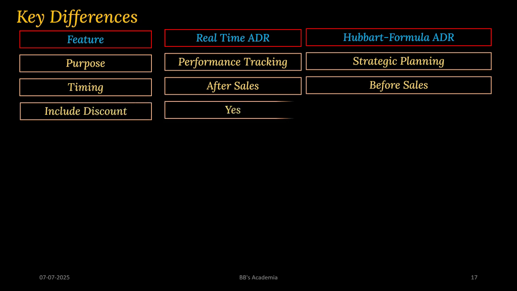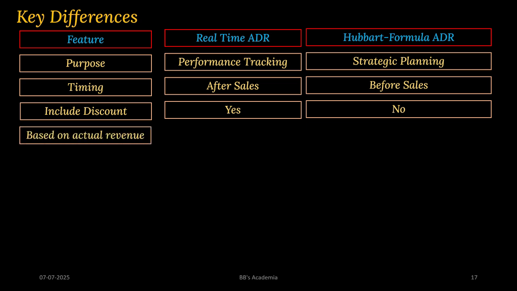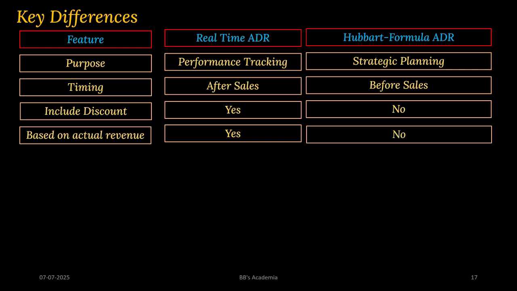Including discount. Real-time ADR is calculated based on the discounts, because discounts are given, rooms are sold, then only the real-time ADR is calculated. However, formula ADR is not including any kind of discounts. That is the difference. Based on actual revenue: real-time ADR, yes. Formula, no. Because we are not talking about the revenue, we are talking about what will be our standard ADR to run the business, projecting. We are projecting something.